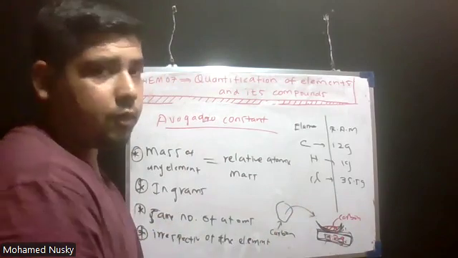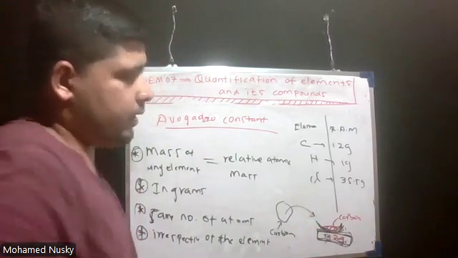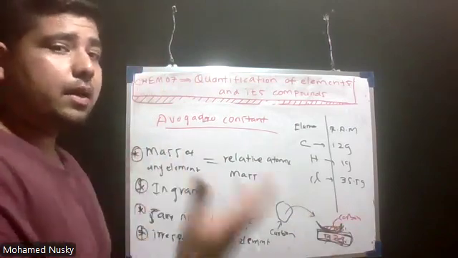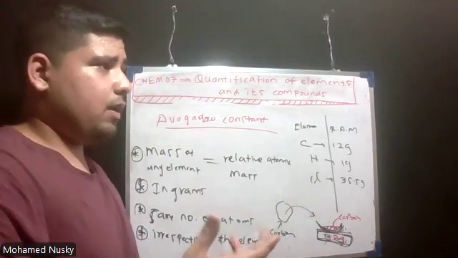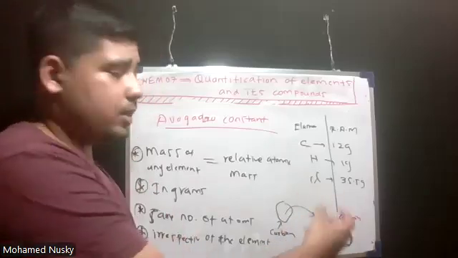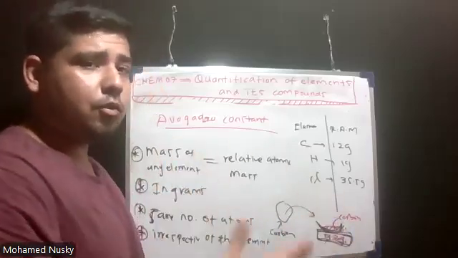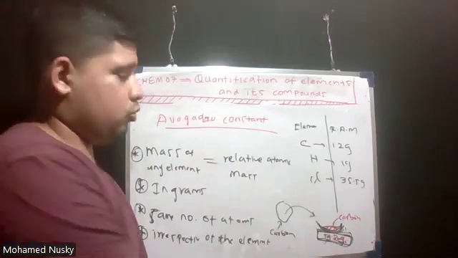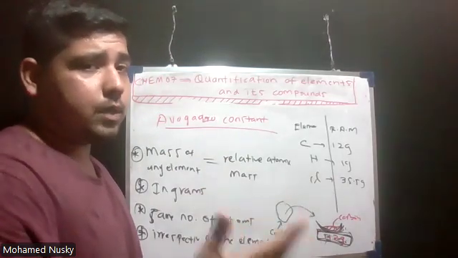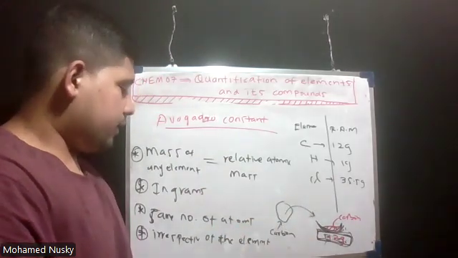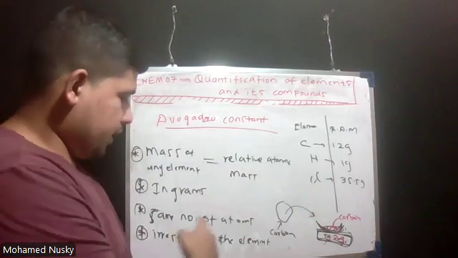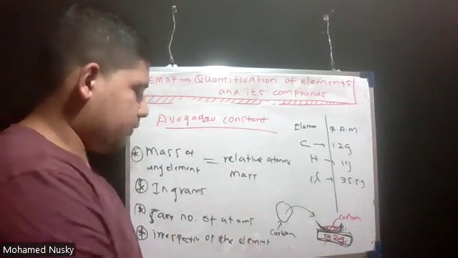There will be a certain number of atoms. Now I have taken a sample of carbon. This carbon will have many atoms. So in this 12 grams of carbon, there will be many carbon atoms. Yes, the same number of atoms irrespective of the element.